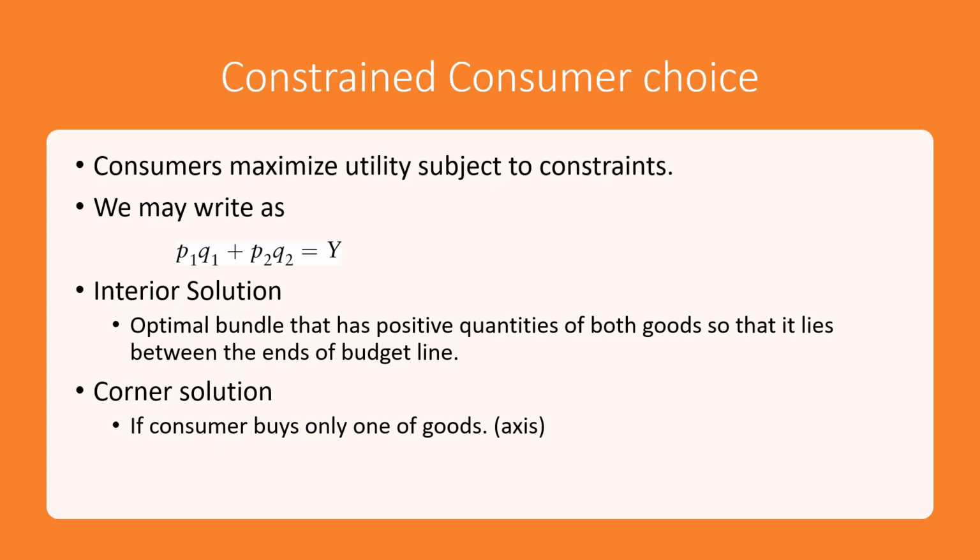Interior solution: the optimal bundle that has positive quantities of both goods, so that it lies between the ends of the budget line. Corner solution: if the consumer buys only one of the goods, it lies on the axis.